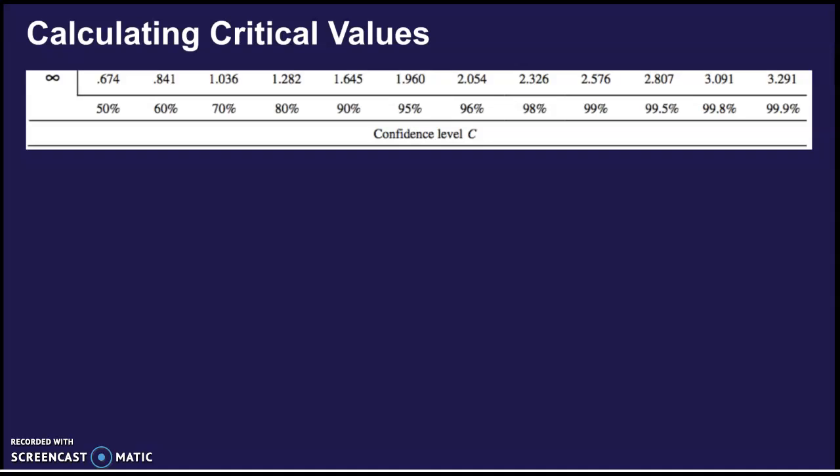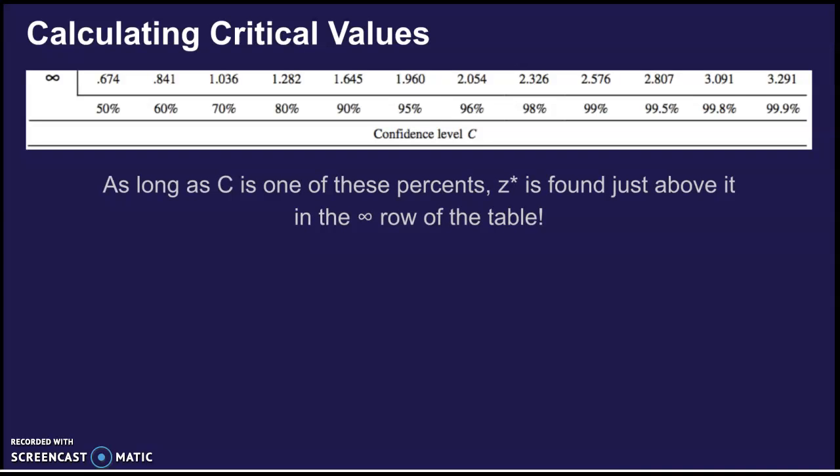So look at those numbers, 50%, 60%, 70%. Notice the 95%. That's a very popular confidence interval level, and there's a 99%, also popular. The numbers directly above the percent you're interested in are the ones you want. So as long as the C% you want is on this table, the z star is found directly above it in the infinity row of the table. So if I want a 95% confidence interval, I'm going to use 1.96 as my z star. If I want a 99% confidence interval, I'll use 2.576.